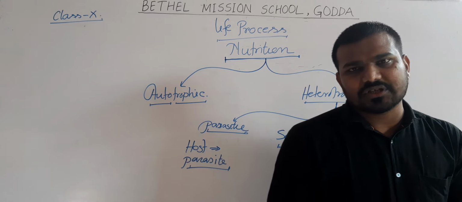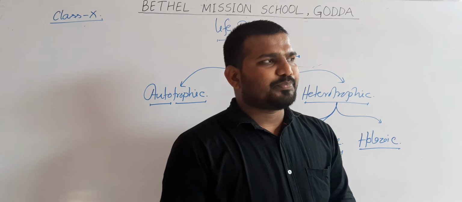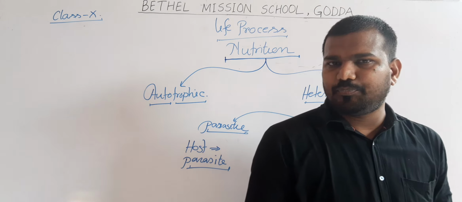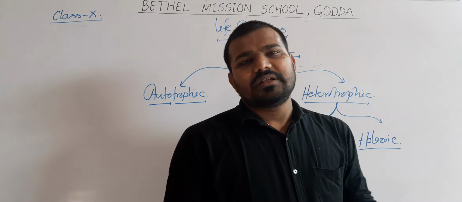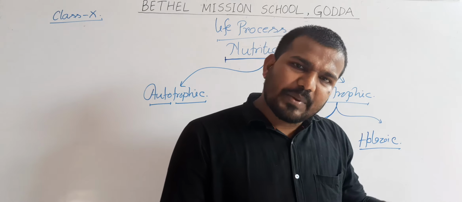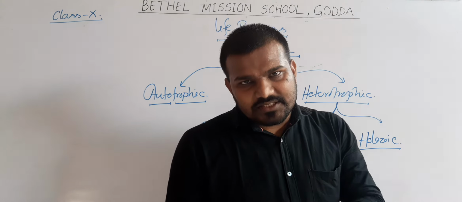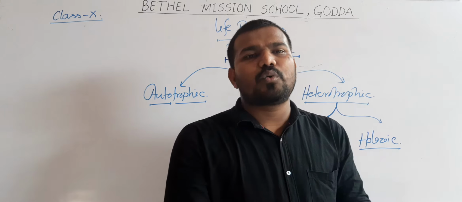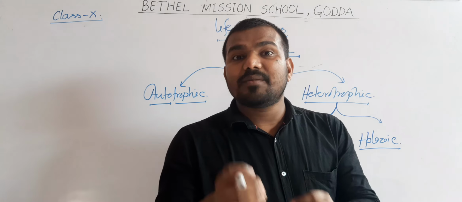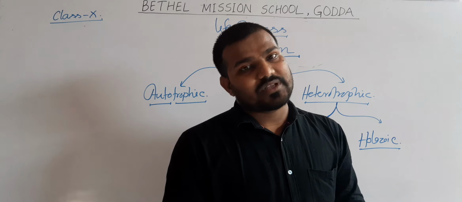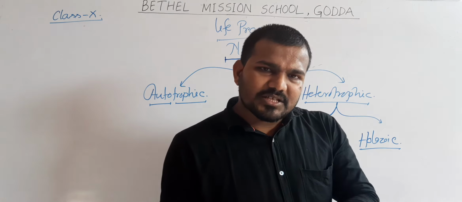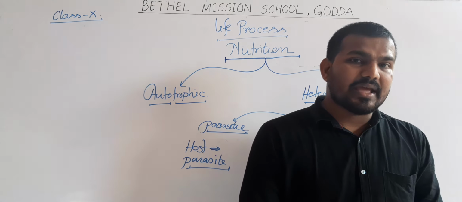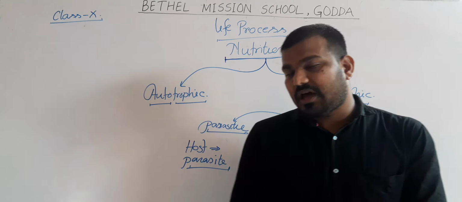So, in holozoic nutrition there are 5 phases. The intake of food is known as ingestion. Then this food is liquefied at the presence of enzyme, known as digestion. This digested food is absorbed, known as absorption, and this absorbed food is circulated and mixed with the cell cytoplasm, known as assimilation, and the undigested food is removed from the body, known as egestion. So holozoic nutrition has 5 phases.